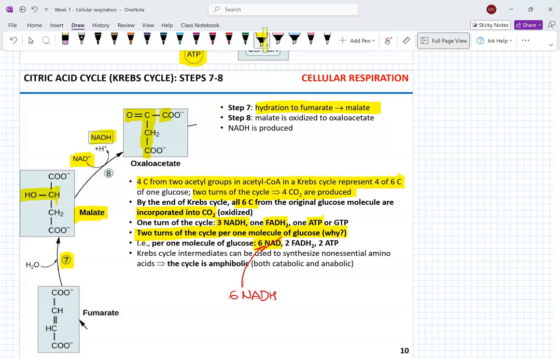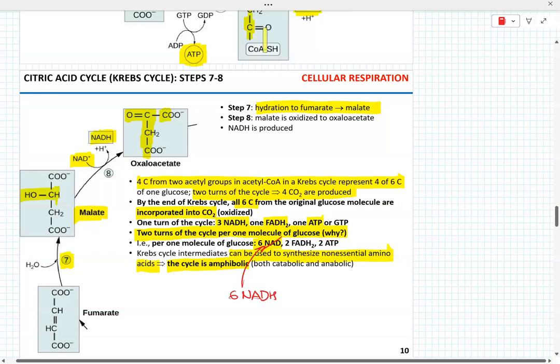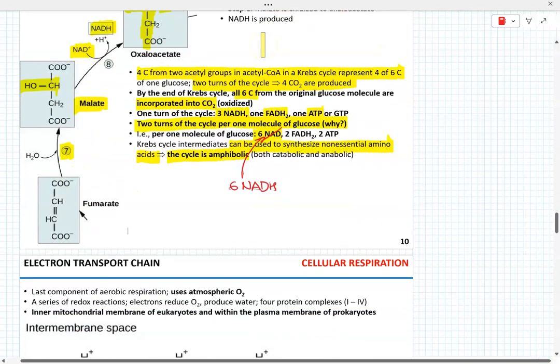The Krebs cycle is said to be amphibolic, which means it can be both catabolic and anabolic, since the intermediates of the Krebs cycle, such as oxaloacetate or alpha-ketoglutarate, can be used to synthesize non-essential amino acids.